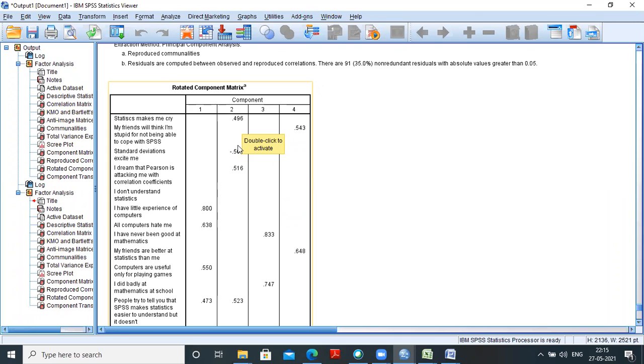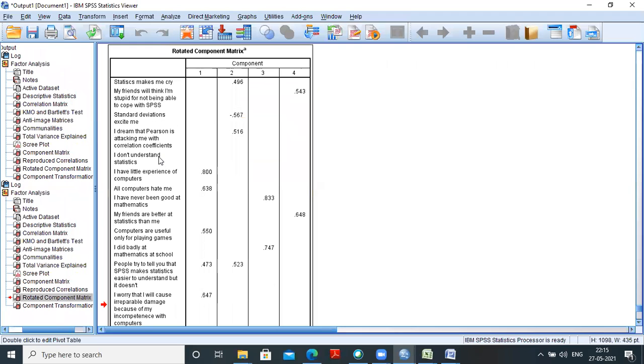Standard deviations excite me. It is a positive statement. So here the sign is minus 0.567. What does this negative sign signify? This signifies that statement 1 and statement 3 are negatively related to each other. If one respondent gives strongly agree for statistics makes me cry, then he must be responding strongly disagree for standard deviations excite me. That is, responses for the first and third statements will be inversely related to each other. Similarly, the responses for the third and fourth statements will be inversely related to each other.